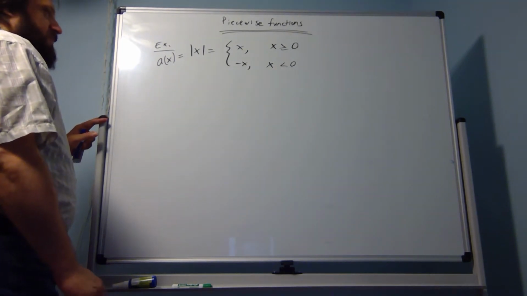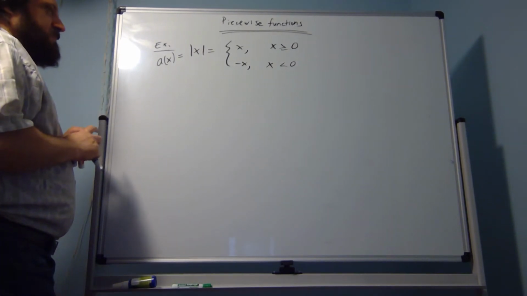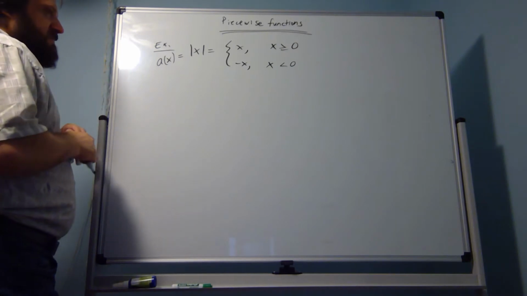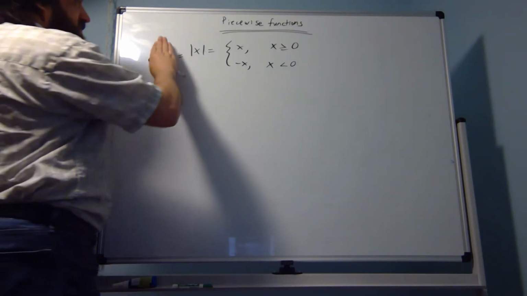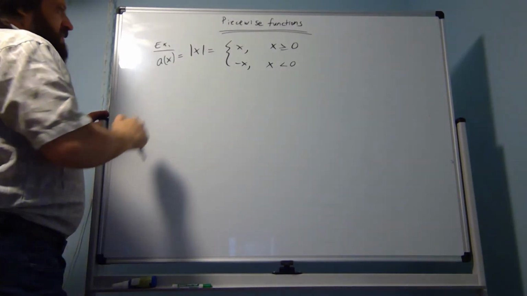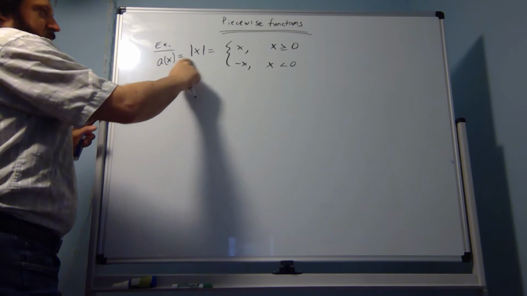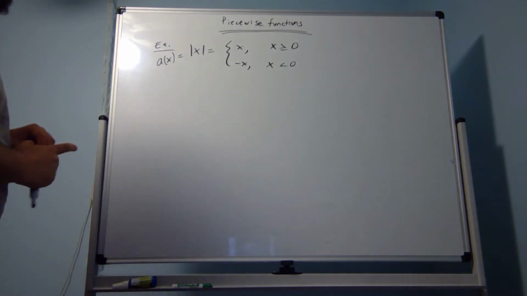Plus or minus 3. The size of that number is 3. No matter which way you look at it, one of them is negative, the other one's positive, and the absolute value makes whatever you have positive. So just to use function notation, I'm going to use this as an example. I'm just going to let a of x be equal to the absolute value function.